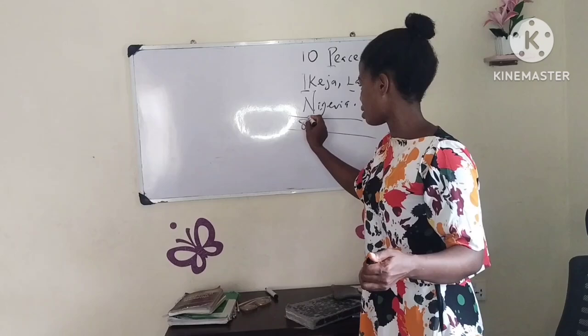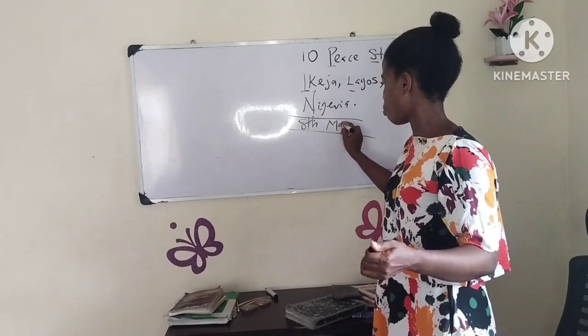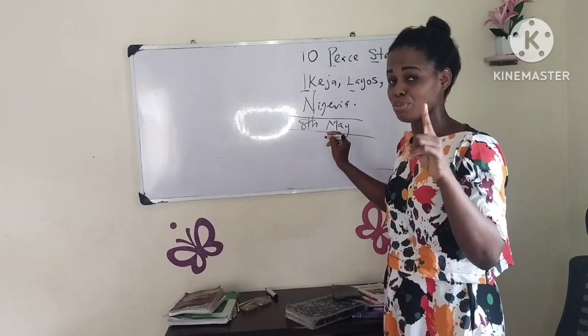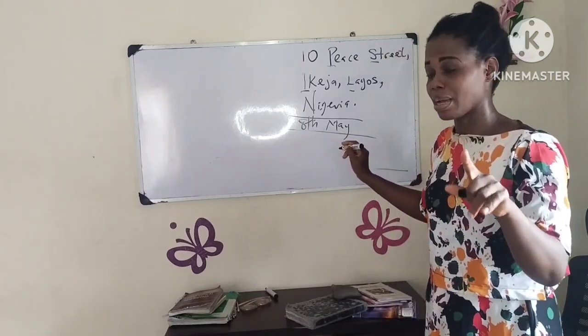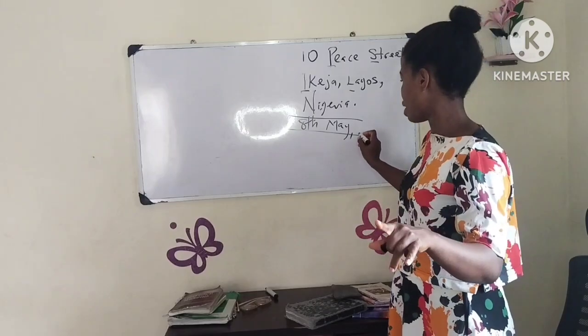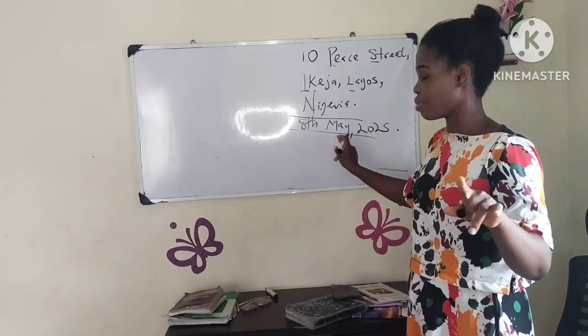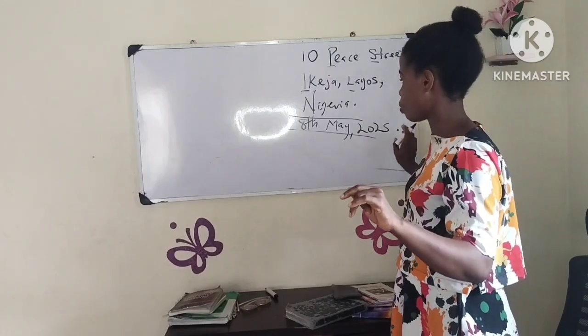You write 8th May. May has to start with a capital letter. The name of the month has to start with a capital letter. Then make sure you mark off with a comma. Now 8th May 2025, full stop.